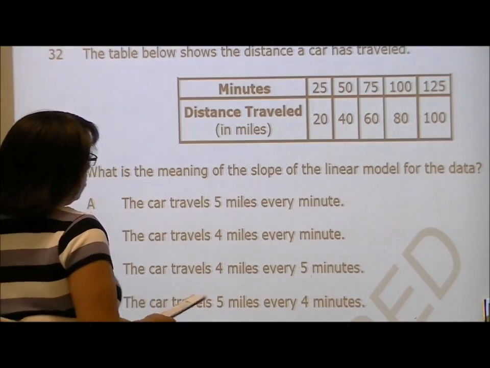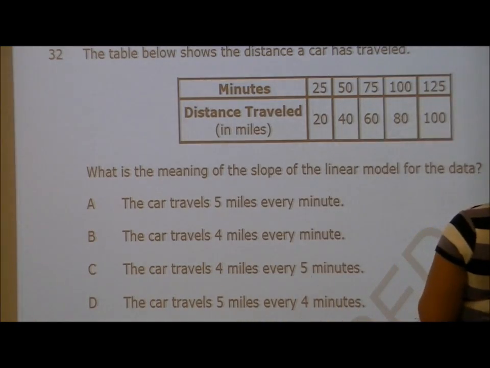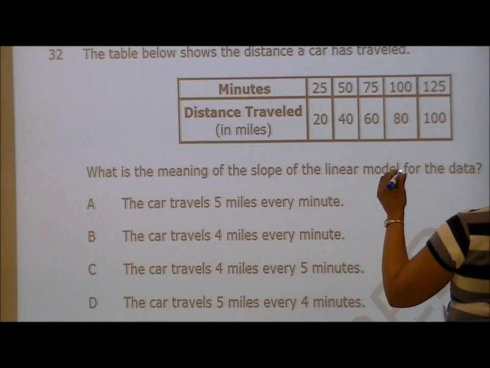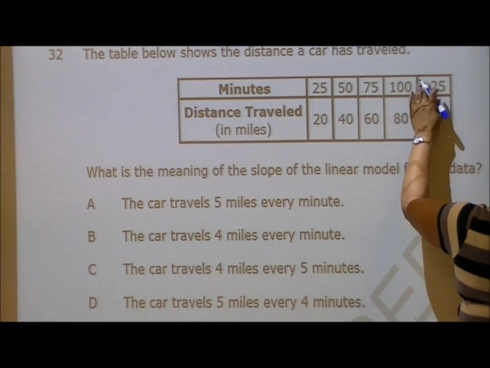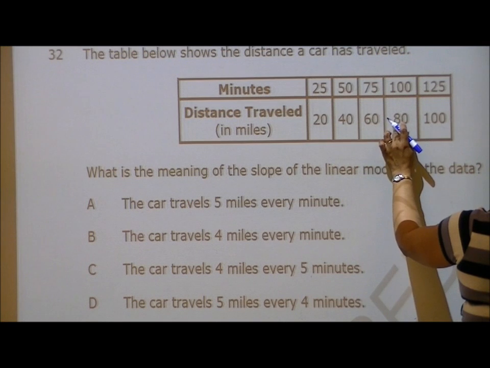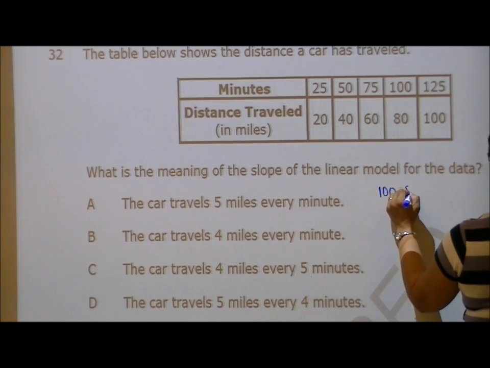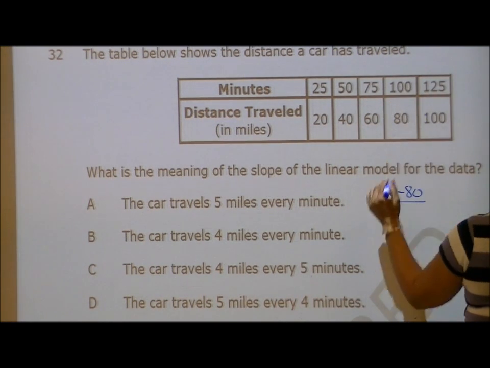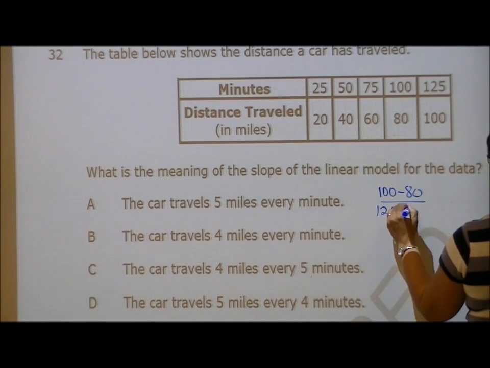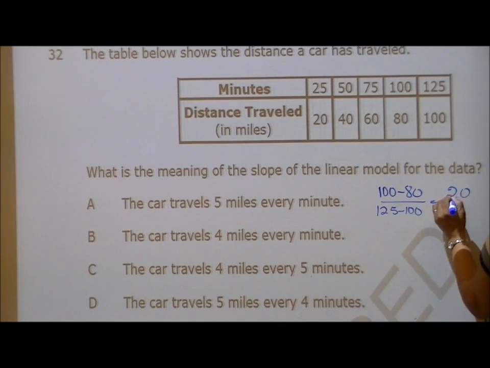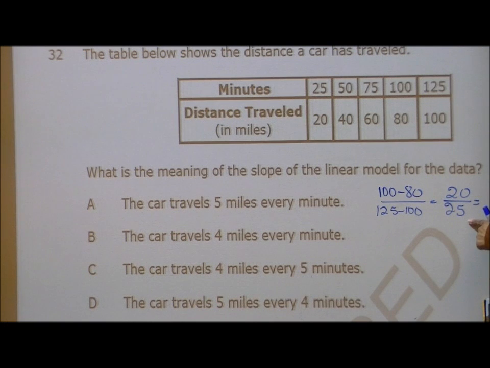Actually, what I did, I just used the slope formula and figured it out myself. So you can choose two ordered pairs. I chose these last two. So I did y minus y, which is 100 minus 80, divided by x minus x, which is 125 minus 100. So that's 20 over 125 minus 100, which is 25. And then I reduced it. I know that 5 goes into 20 4 times, and 5 goes into 25 5 times. So my slope is going to be 4 over 5.